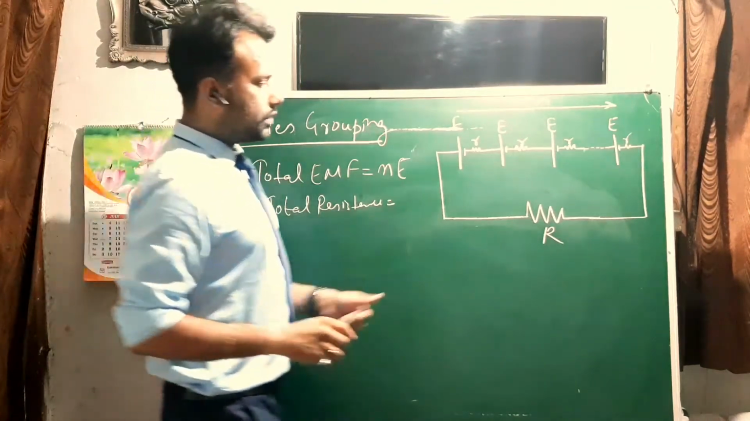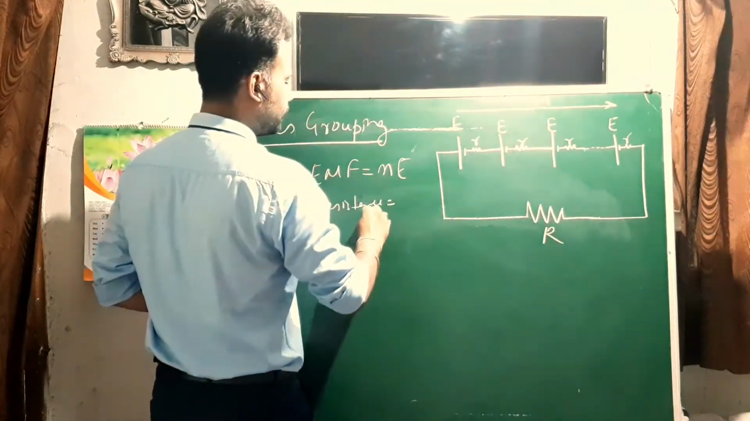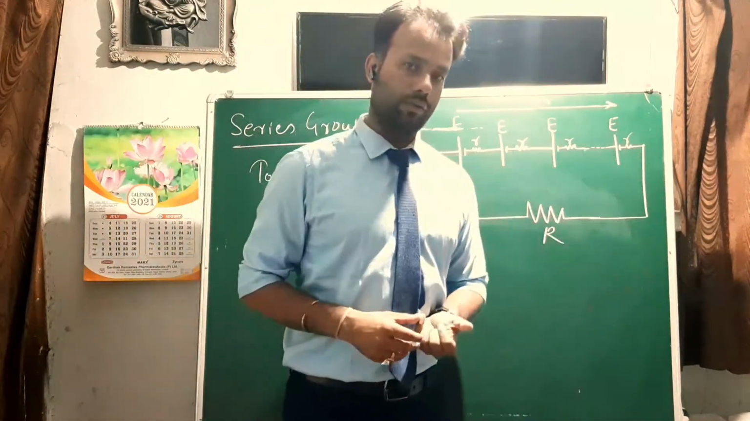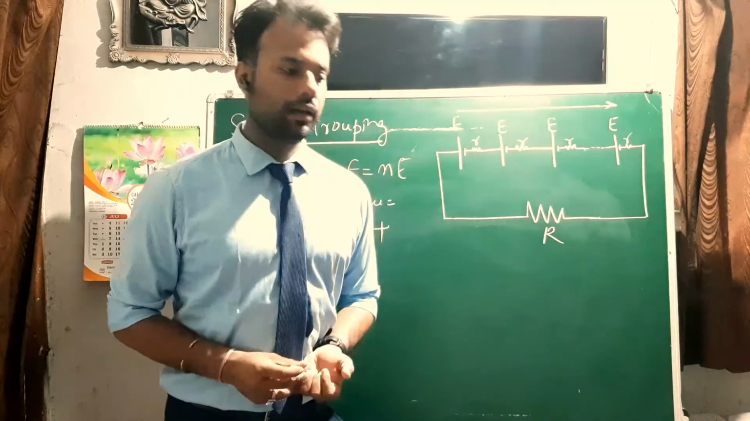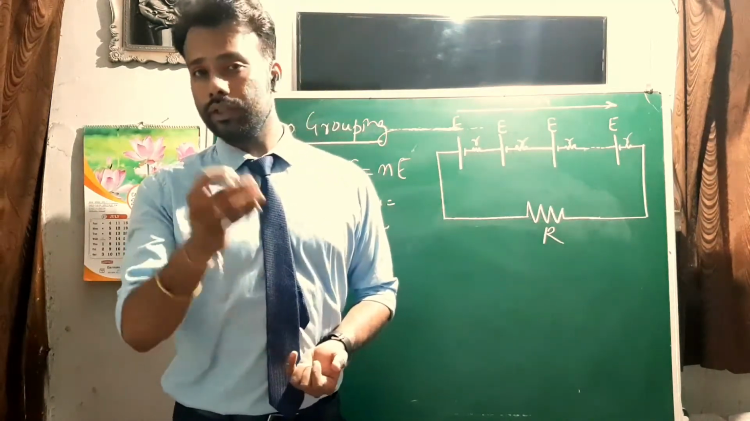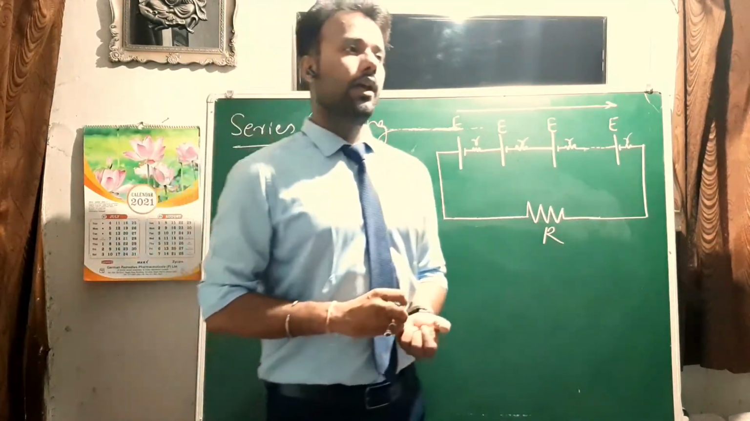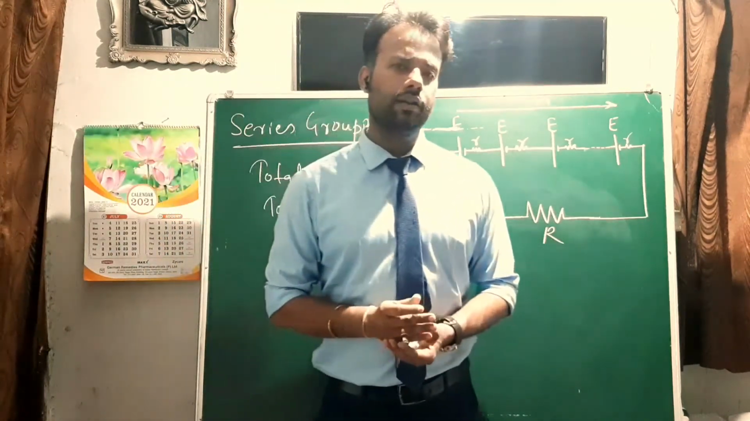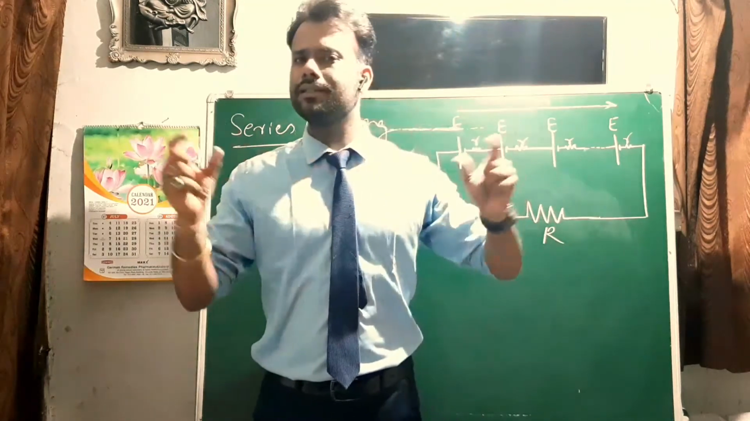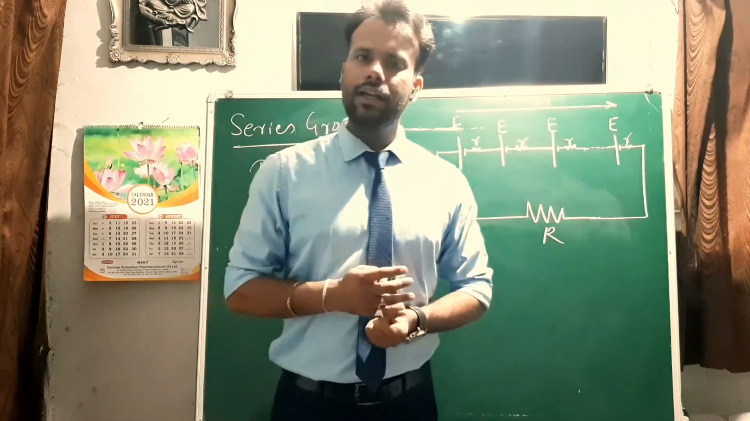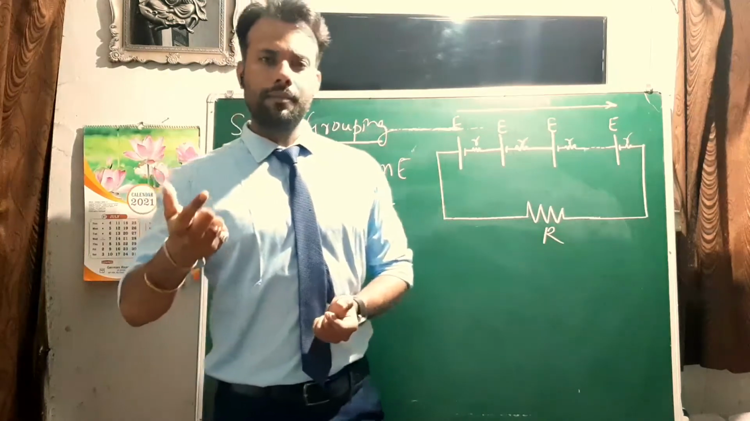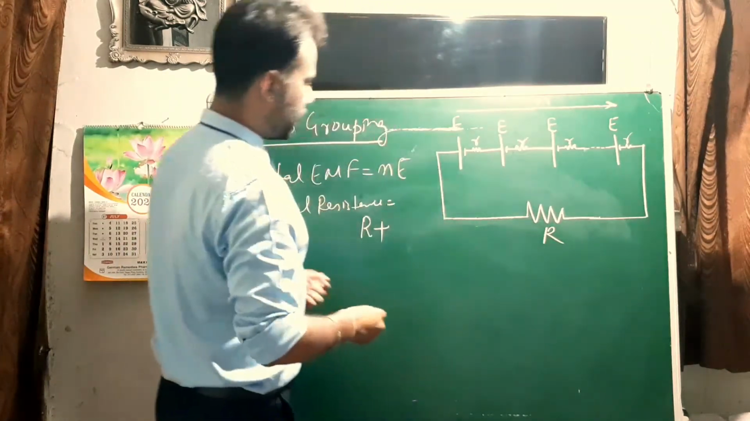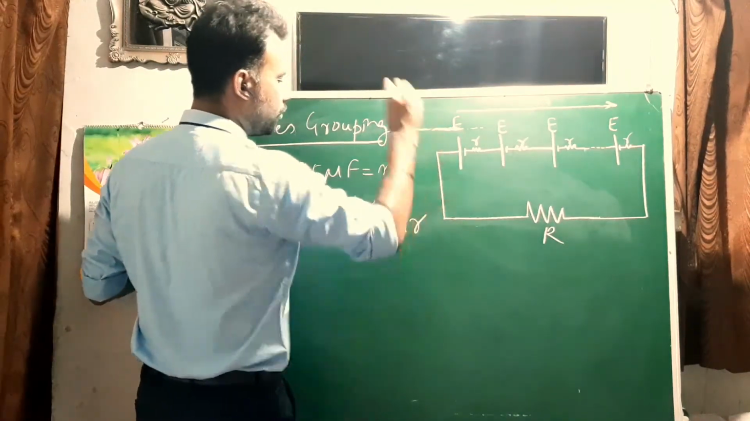And what will be the total resistance? First, we have the external resistance R, plus we have N number of internal resistances R also. So you know that when we calculate the equivalent resistance in series, we directly add them up, R1 plus R2 plus R3 and so on, right? But when all these resistances are identical, we directly find the equivalent resistance by multiplying the number of resistances into the value of resistance, right? So this will be N into R.